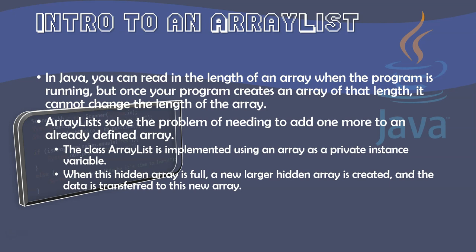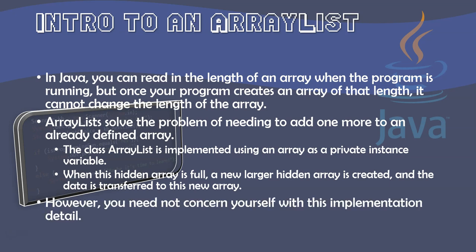Now, how this works is that the ArrayList class is actually implemented using an array as a private instance variable. And when this hidden array becomes full, a new larger hidden array is created and the data is transferred from the small array to the new one. And this is all something that happens behind the scenes. You don't have to worry about the implementation of it. We are simply going to use this in our programs. This is all handled by Java behind the scenes for us, so we do not need to worry about how to handle all these different pieces, because it's just part of the ArrayList class.